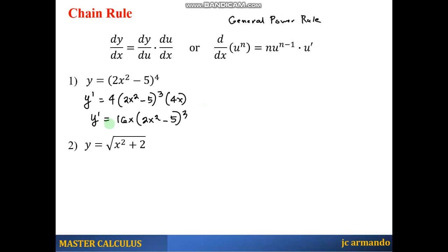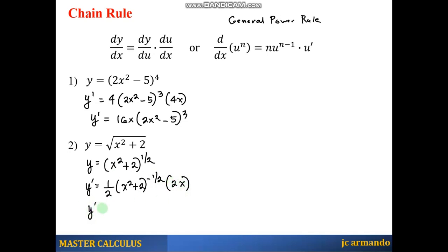Next one, y equals square root of x squared plus 2. So first, transform to exponential: x squared plus 2 raised to 1 half. Therefore, y prime is equal to: bring down 1 half, times x squared plus 2 raised to 1 minus 1, negative 1 half, times the derivative of x squared plus 2, which is 2x.